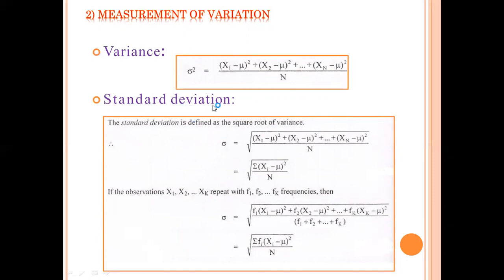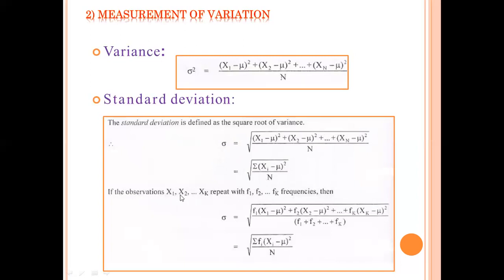Third one is the calculation of standard deviation. Standard deviation is defined as the square root of variance. If you take the square root of variance, it is called the standard deviation. It is denoted by sigma and given as the square root of variance. That is the square root of x1 minus mu square plus x2 minus mu square plus dash dash dash plus xn minus mu square, divided by n. This is also the sum of xi minus mu square divided by n. This formula gives us the standard deviation. The square root of variance is nothing but the standard deviation. This is considered without frequency.